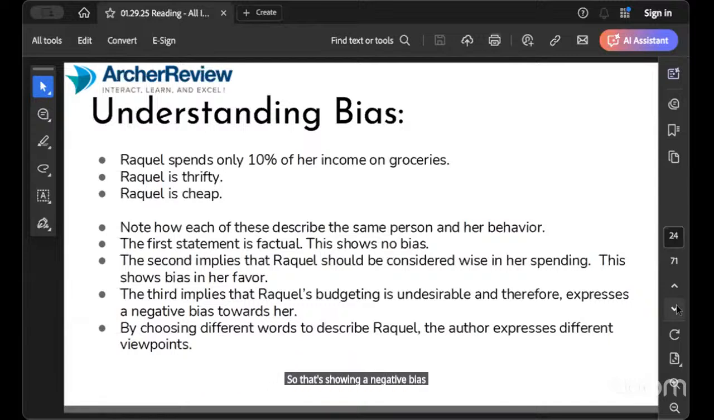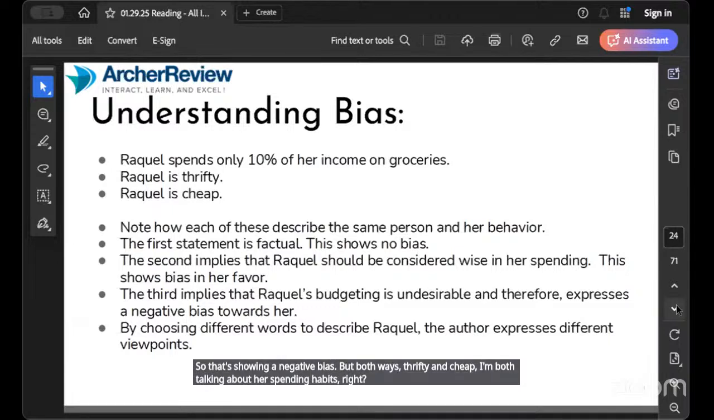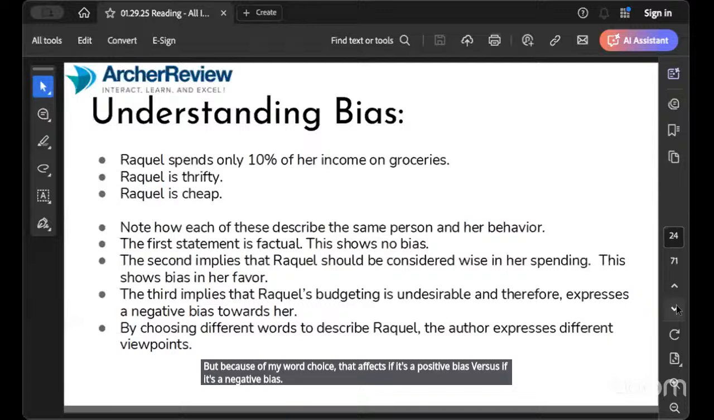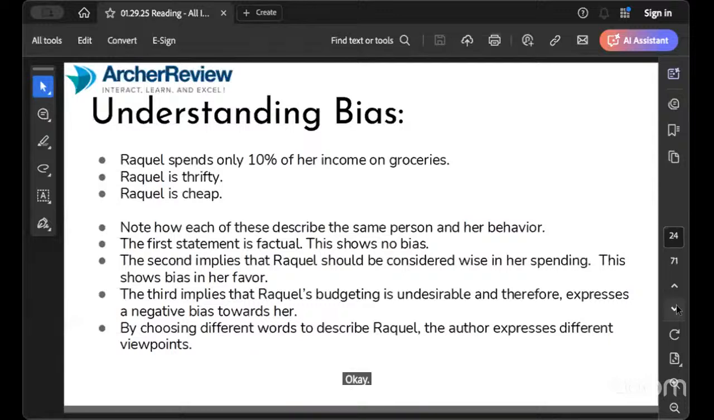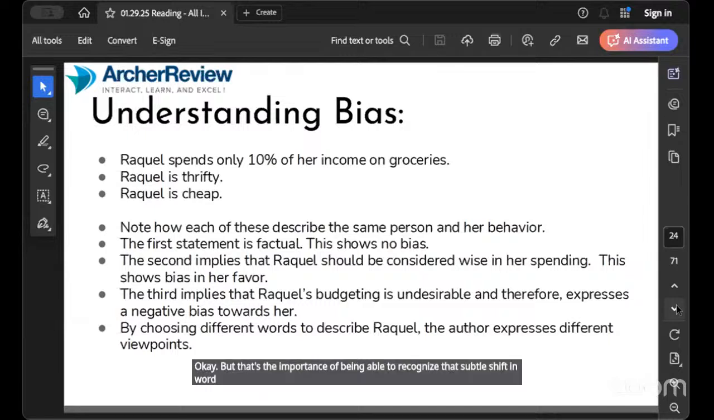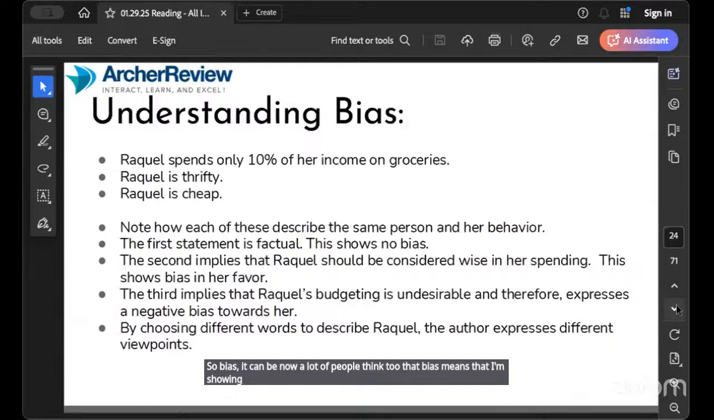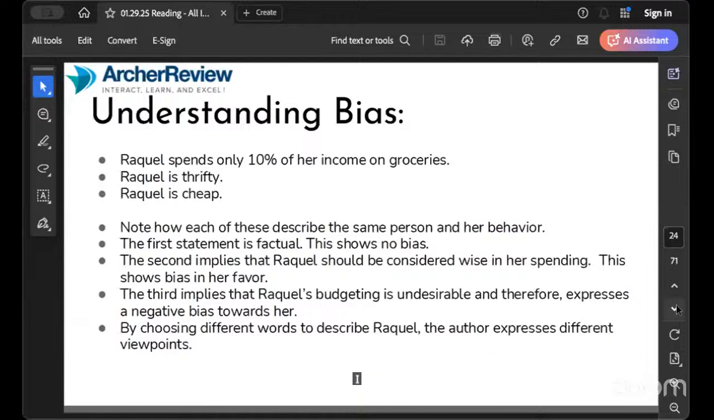But both ways, thrifty and cheap, I'm talking about her spending habits, right? But because of my word choice, that affects if it's a positive bias versus a negative bias. Okay. But that's the importance of being able to recognize that subtle shift in word choices. So, a lot of people think that bias means that I'm not showing favoritism towards it, that I'm actually anti whatever. I have to remind students that you can actually show bias in favor of something.